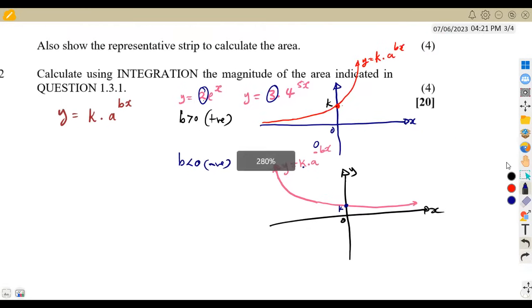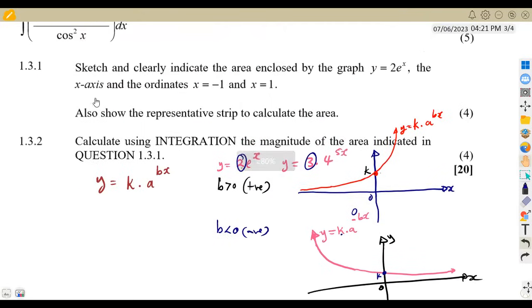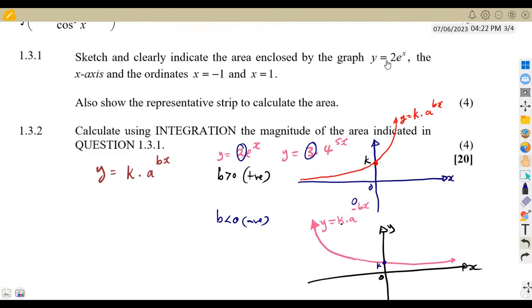So this is what you are given here. They are asking us to sketch this graph. The first thing: sketch clearly and indicate the area enclosed by the graph of y is equal to 2e to the exponent of x. As you can see, it's an exponential function. There is e. E goes where there are numbers, as long as it's a number to the exponent of x, it's also part of this type of graph.